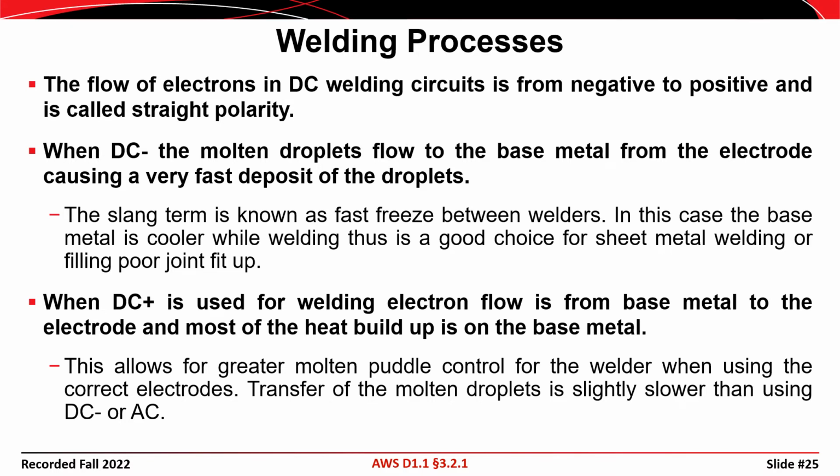If you have a DC positive arrangement, then the electrons flow the other way. They flow from the base metal to the electrode, and you get more heat buildup in the base metal. This allows a bigger weld puddle to form, and it transfers the molten droplets a little bit more slowly than using DC negative or AC current.